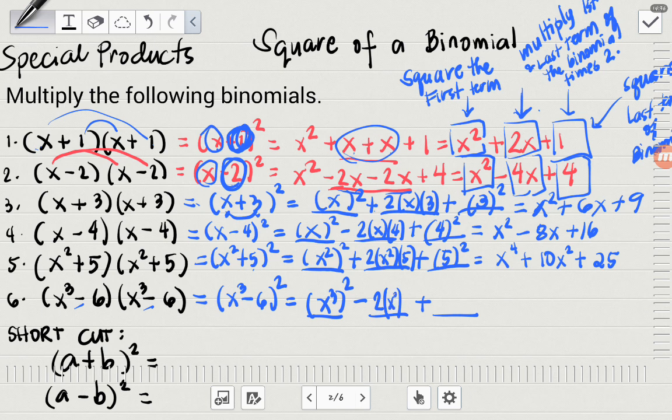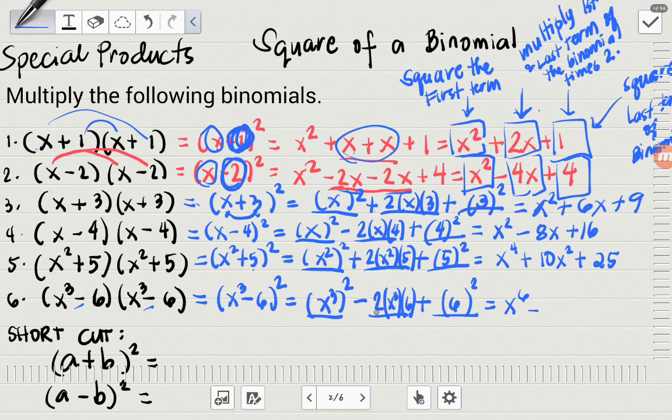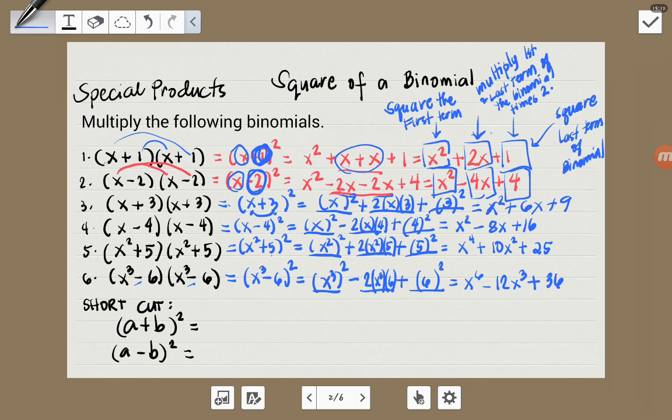So, x cubed times 6. And then, square ni last term. Okay, so, square ni x cubed, that's x raised to 6, 3 times 2, minus 2 times 6, 12 times x cubed, 12x cubed, plus square ni 6 ay 36. Okay. So that's your final answer.